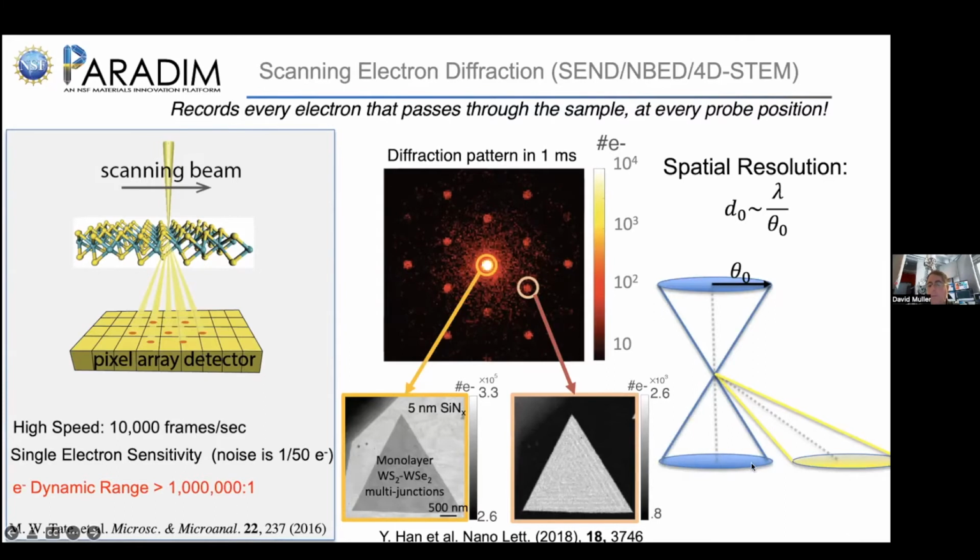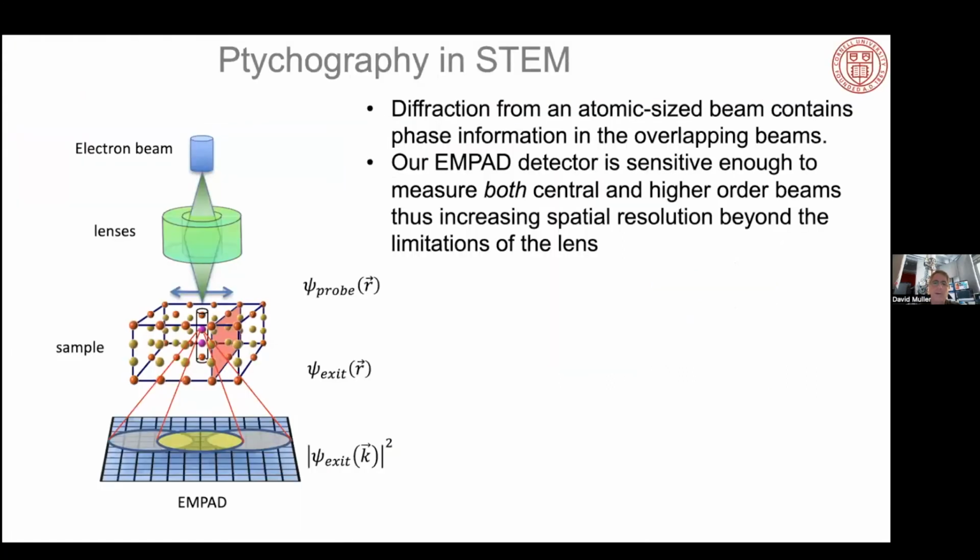In fact, the point where the Bragg disks overlap is the point where the spot size is smaller than the lattice spacing. And that's when you actually get to form an image. That's more or less the condition for forming an image. So this brings us to ptychography. If I have a diffraction pattern where the disks overlap, what I'm looking at is this: I have a wave function that went into the sample, an exit wave came out, and I'm looking at the square of the exit wave in momentum space on my diffraction pattern.